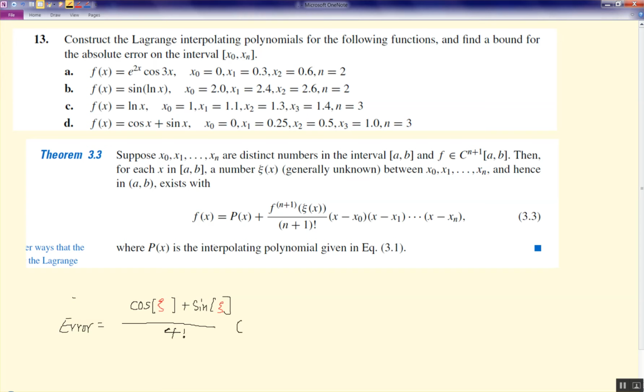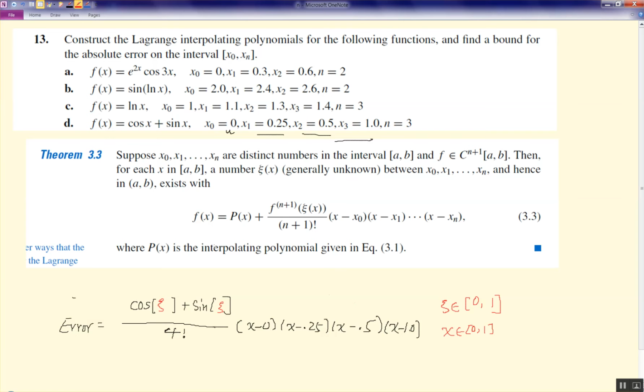And now let's continue to apply this formula. The error term here is going to be x minus x0. My x0, x1, x2, x3 are all given here, which means x minus 0, x minus 0.25, x minus 0.5, and x minus 1.0. We have to be very clear where xi is. Xi is in between the smallest node and the largest node. And where's x? x is also in between the smallest node and the largest node.